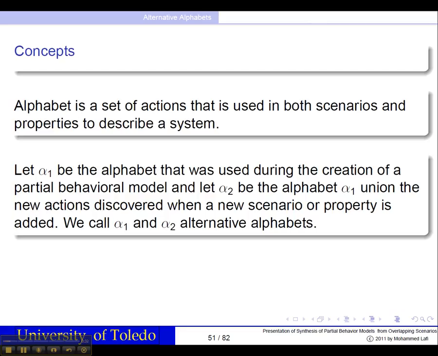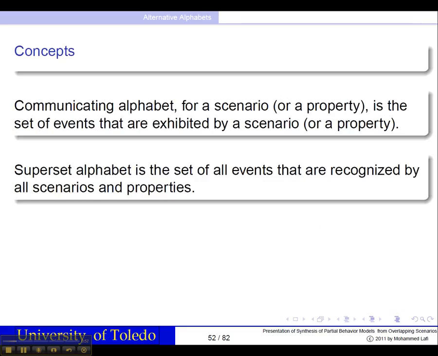Alternative alphabet occurs when we have, for example, alphabet alpha 1, which is the alphabet during the creation of the partial behavior model, and alpha 2 be alpha 1 union the new actions that were discovered after we create the partial behavior model. Then we call alpha 1 and alpha 2 alternative alphabets.